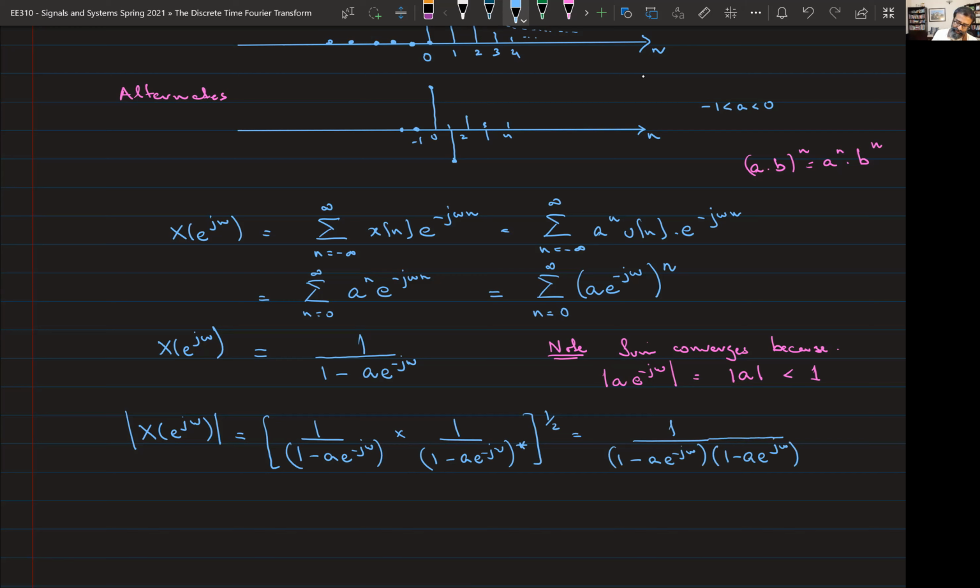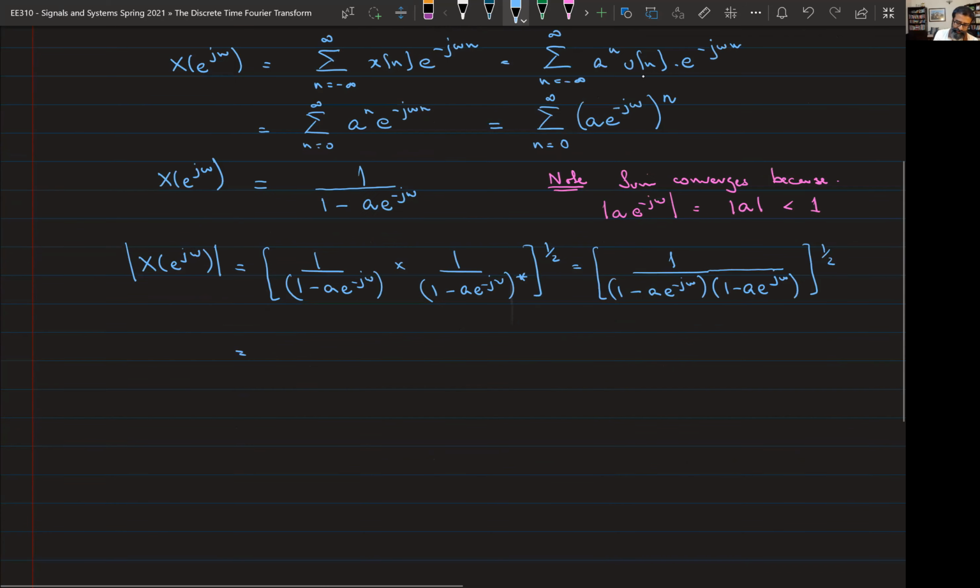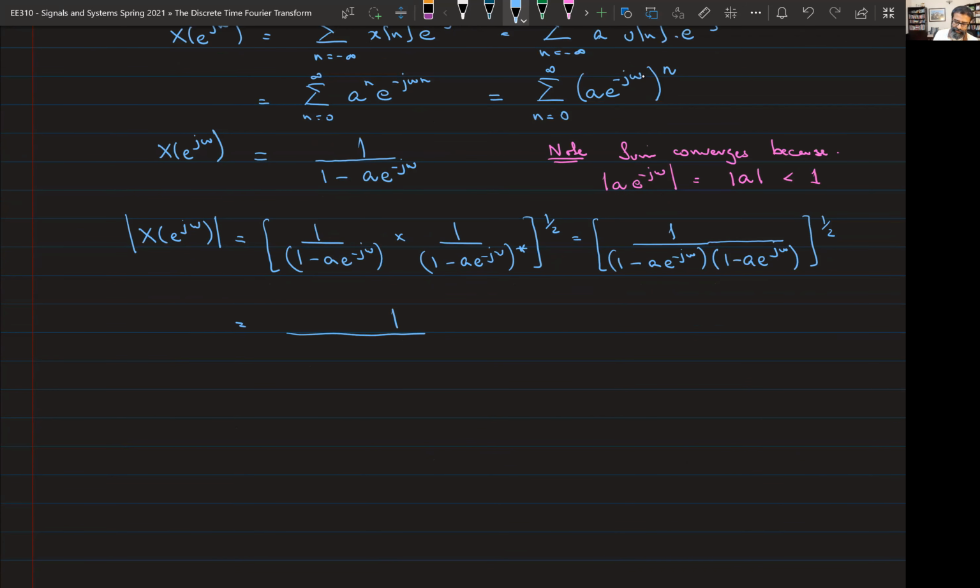The phase is reversed, raised to power half, right? And you do the product, what you get is 1 upon 1 minus a e raised to power minus j omega minus a e raised to power plus j omega plus a squared, raised to power half. And I can simplify this a bit further as well. This is 1 upon 1 minus 2a cosine omega plus a squared.